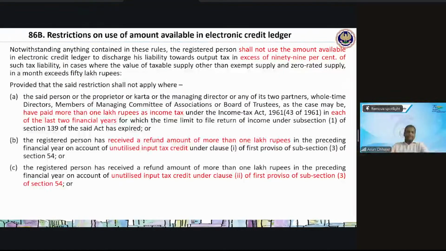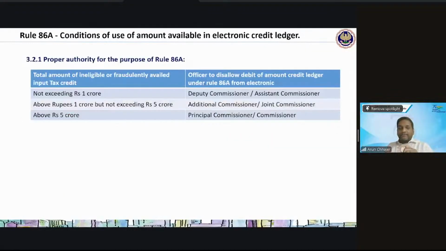Rule 86B. 86B says that you cannot use the 1% amount lying in the credit ledger. You can use a maximum of 90% of the amount lying in the credit ledger. 1% has to be paid in cash. When? You all know, then tell me. When will the 86B 1% condition be applicable to a supplier?